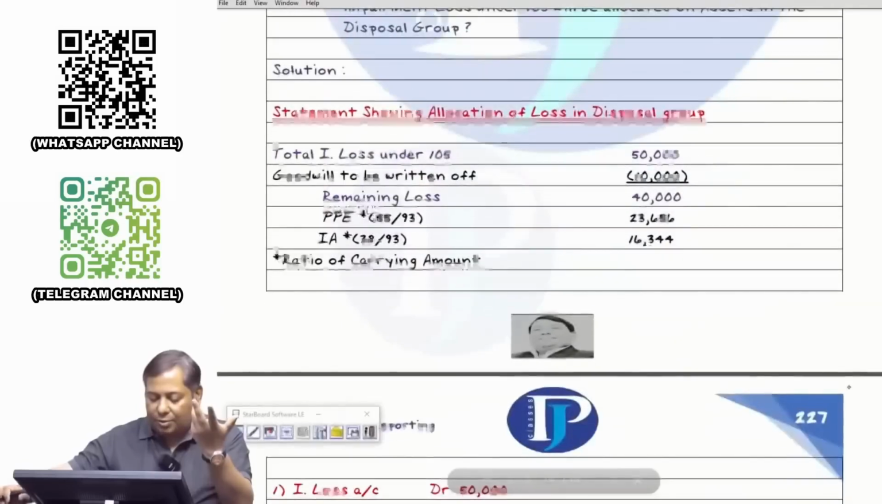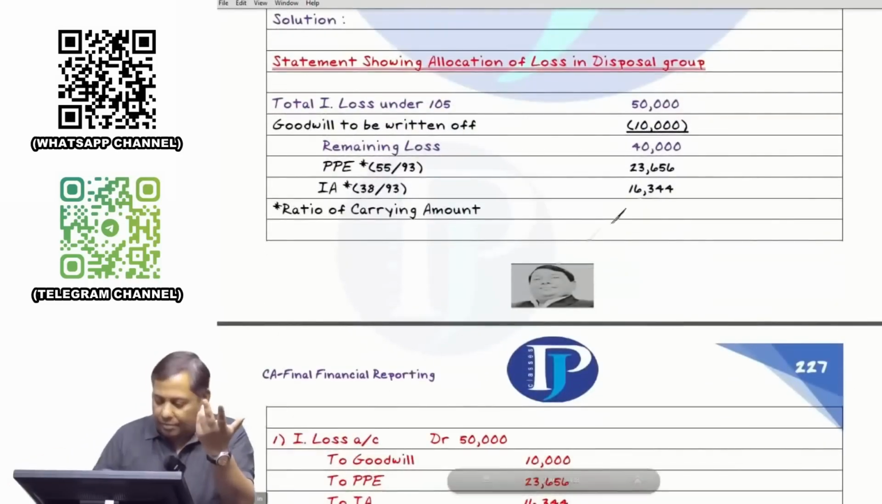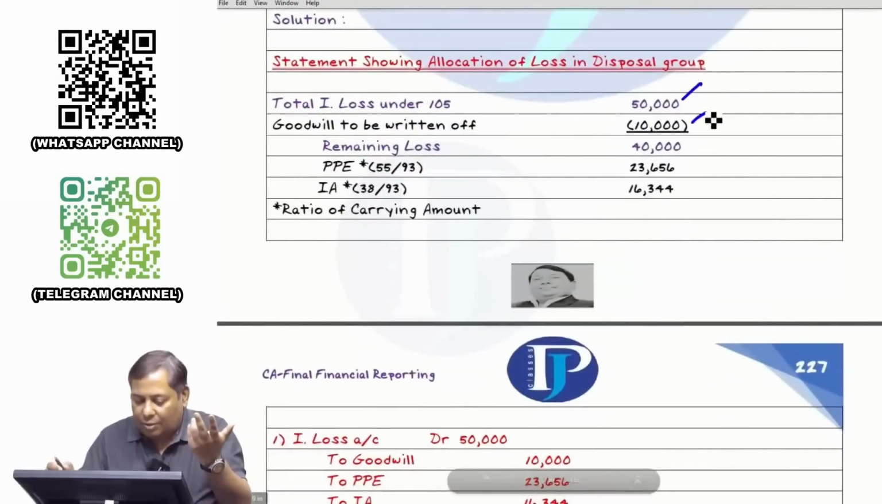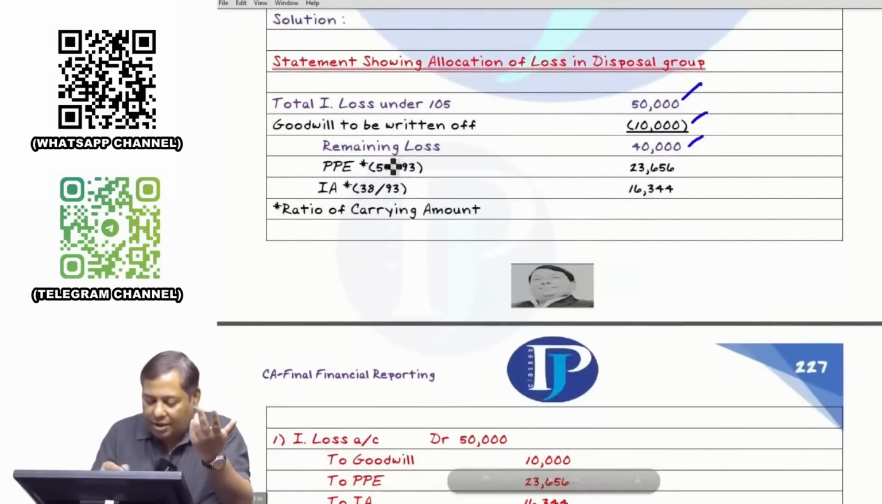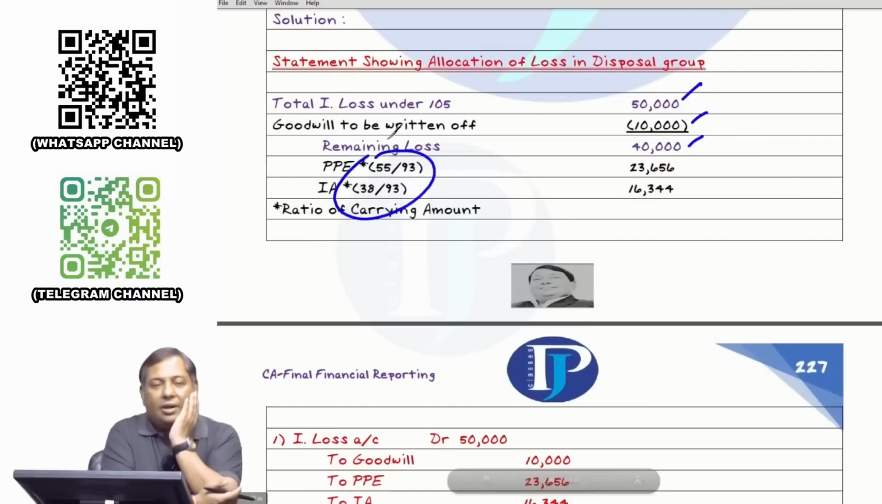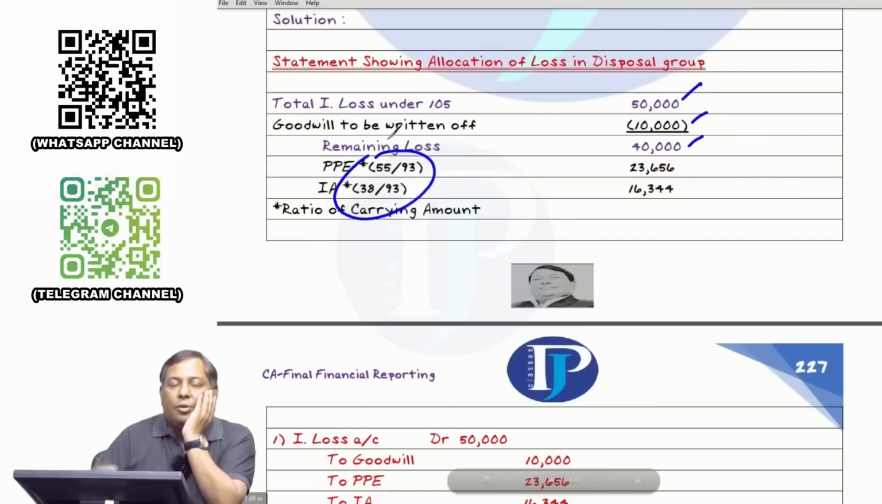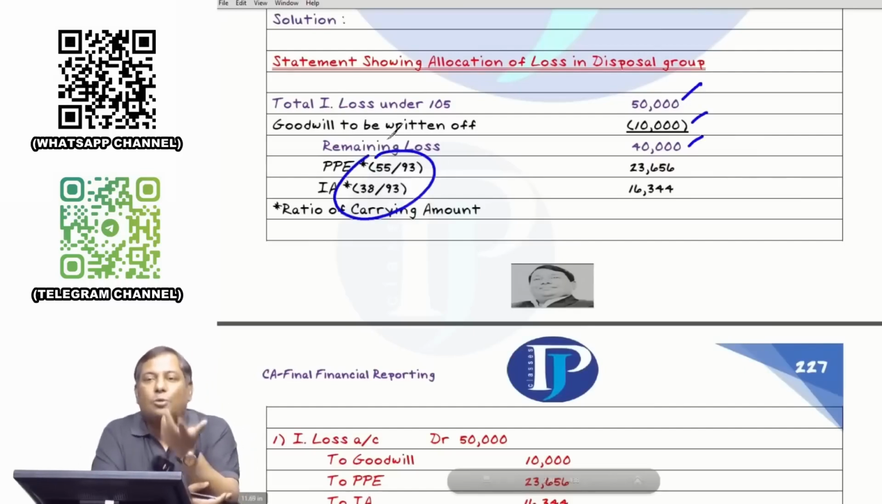Question is asking how to adjust it. See this. 10,000 adjusted in goodwill for the loss of 50. Divide the rest in 55:38. And then revise the carrying amount and make the working. It's easy. All this has been taught in the class with examples, including questions of class book, study mat, everything. Everything is taught.